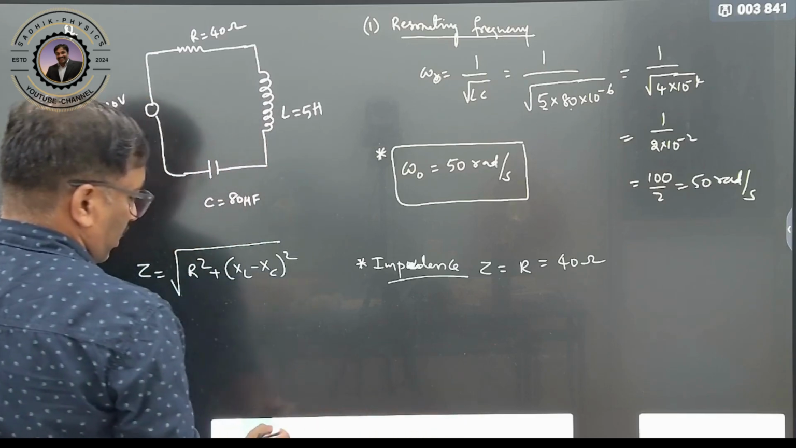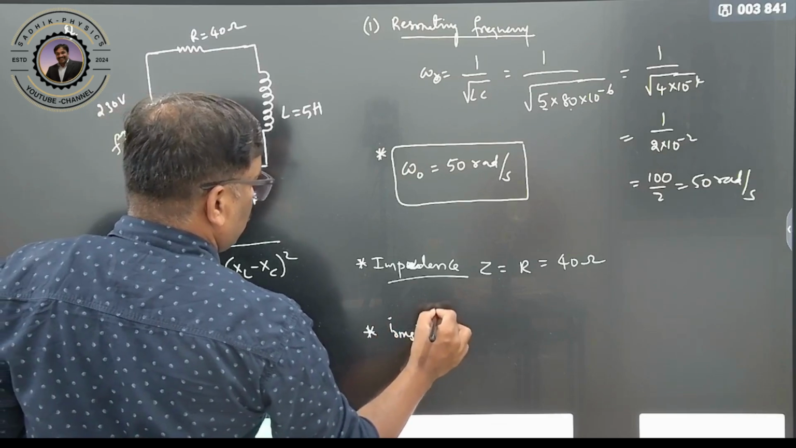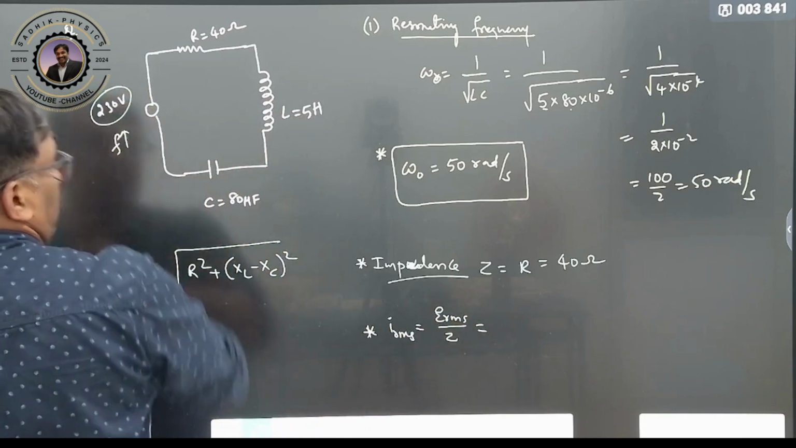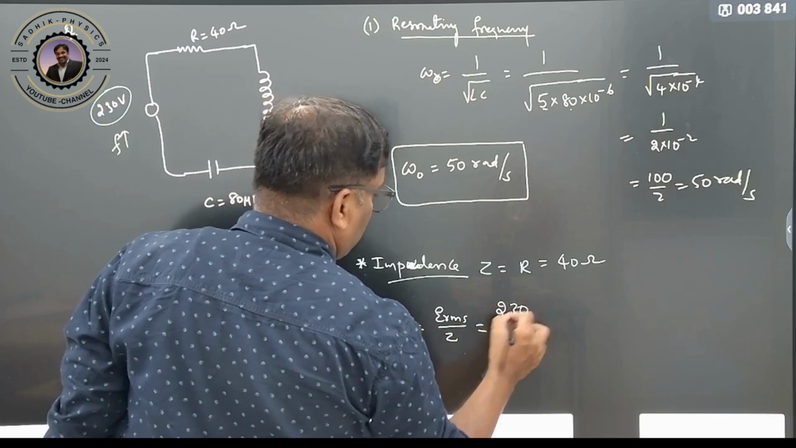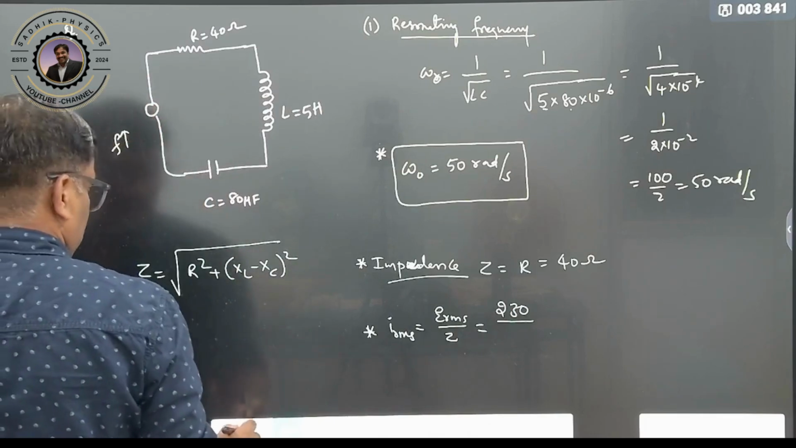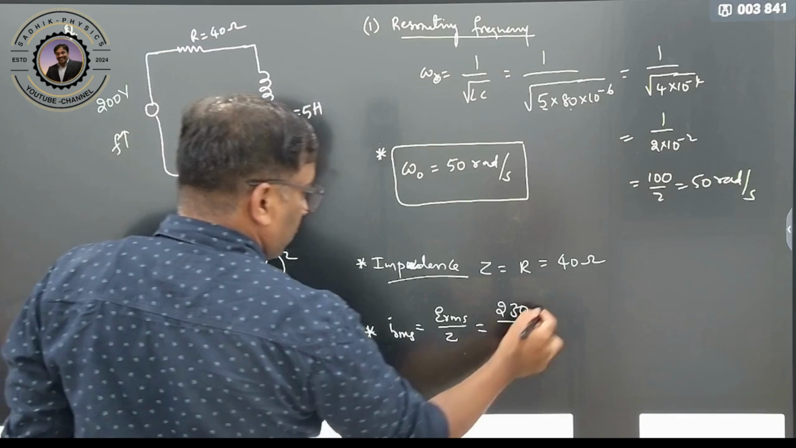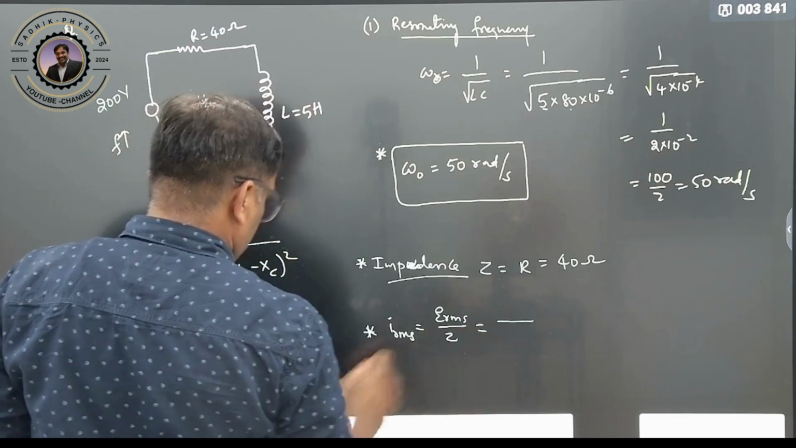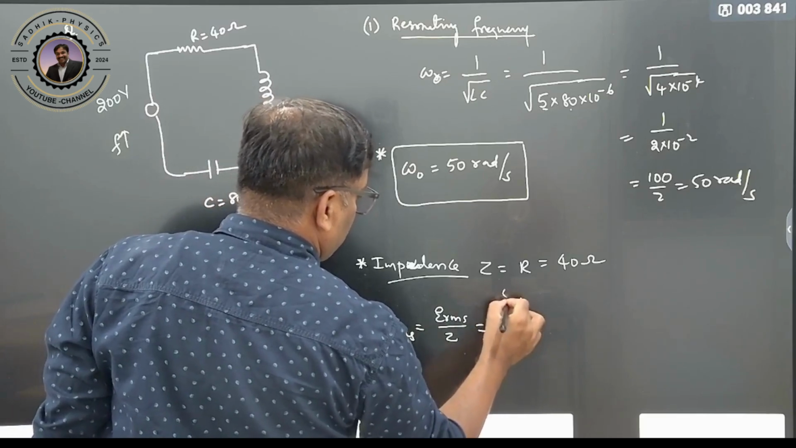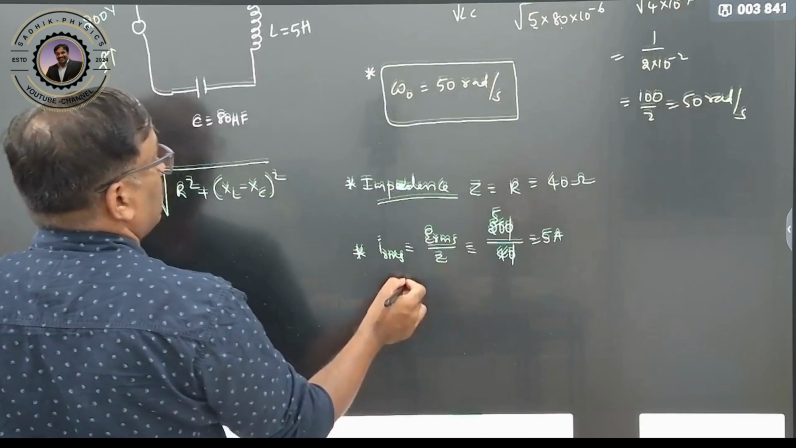Now we want to calculate the RMS current. What is IRMS? It is ERMS by impedance. What is ERMS? 230. Let us take this as 200 volts for easy calculation. So here it will be 200 divided by 40, which gets cancelled out, and it will be 5 ampere. This is your RMS current.